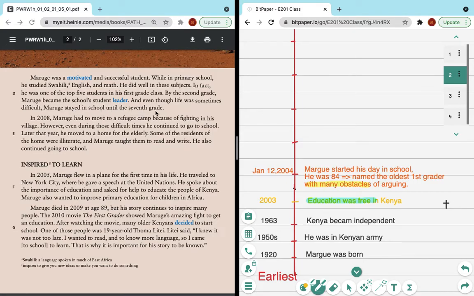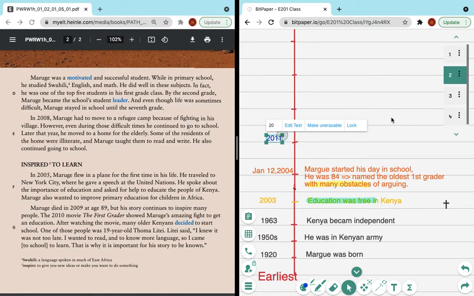So actually, in 2004 is the 1st grade. So actually, we can do some calculation here. After 7 years, when he was in the 7th grade, the year would be 2011. So in 2011, what's special? Here they say that Margot stayed in school until the 7th grade, which means at this time, when he was in the 7th grade, he ended his learning journey.